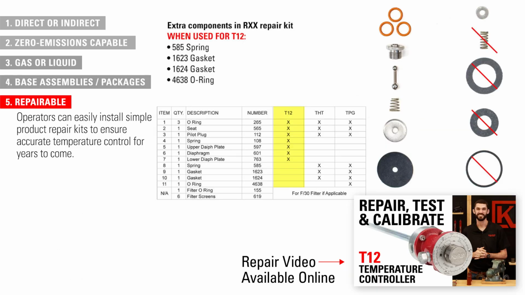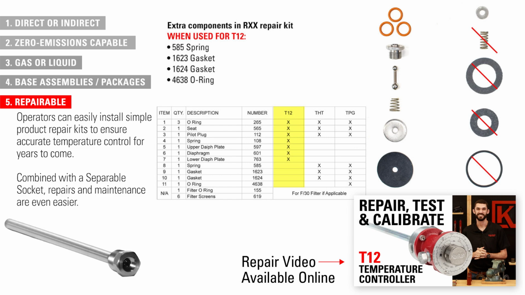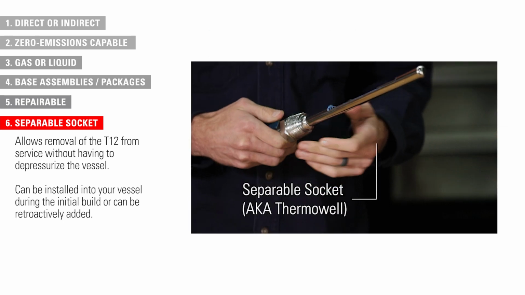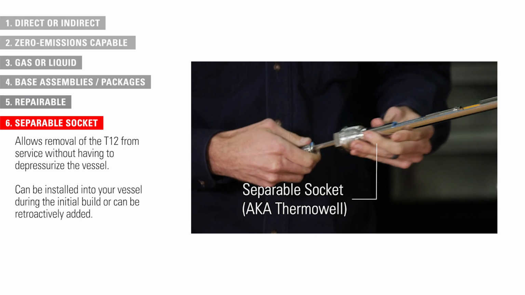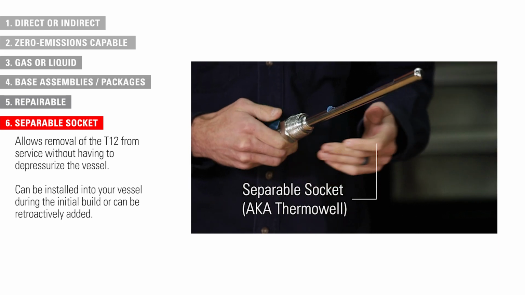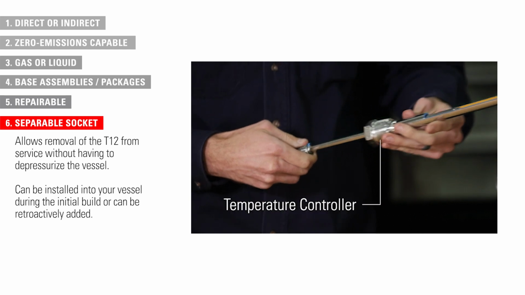Operators can easily install simple product repair kits to ensure accurate temperature control for years to come. Combined with a separable socket, repairs and maintenance are even easier. When a separable socket is used, it allows you to remove the T12 from service without having to depressurize the vessel. This pressure-containing device can be installed into your vessel during the initial build, or it can be retroactively added. Then the T12 is installed along with a high-temperature grease.